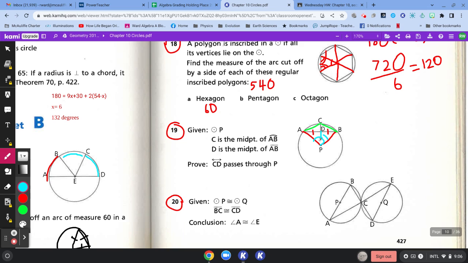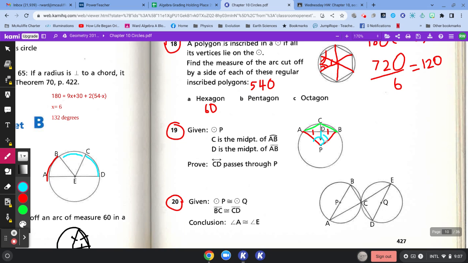We can prove that by side because the radii are the same. We know AD and BD are the same, and we know that DP would be itself. We haven't yet proven that DP lies on CD as a segment. Okay, but we'll get there.